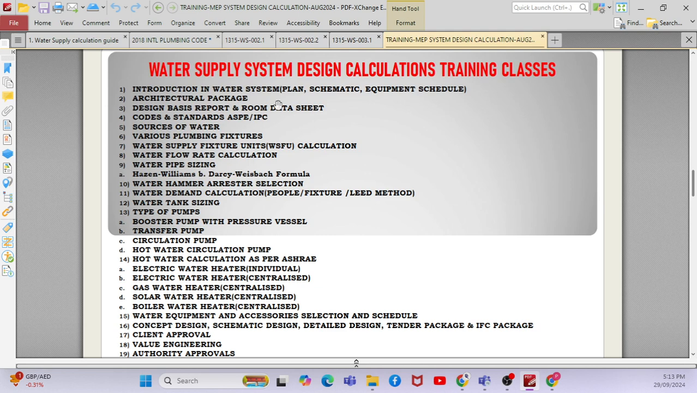Yes, sir. Okay, next we started with the codes and standards. There are different standards like ASPE and IPC, the International Plumbing Code. Then there are different local regulations, like if you go to Abu Dhabi or Dubai, we have the Dubai Building Code. So there are local codes and standards. That we have seen.